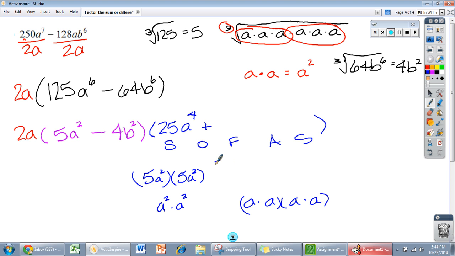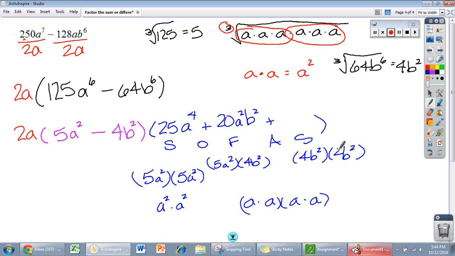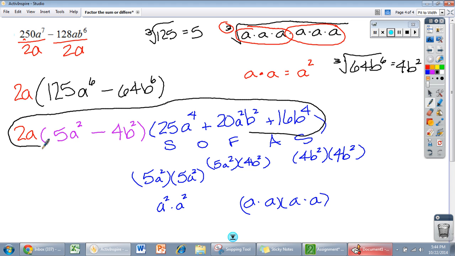First times last: we're talking about 5a squared multiplied by 4b squared. Well, 5 times 4 is 20, a squared b squared. A stands for always add, and my last S is square the last. So 4b squared times 4b squared: 4 times 4 is 16, and b squared times b squared, again same base, add your exponents, is b to the 4th. And there we have our challenging problem, which hopefully isn't so challenging after all, and our finished answer.